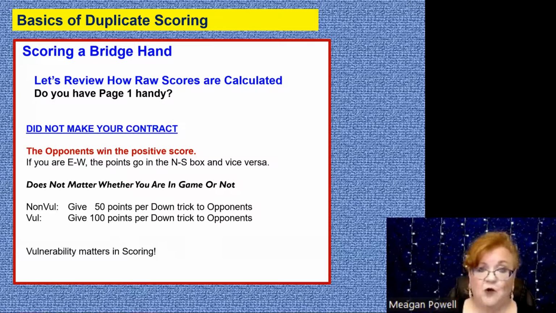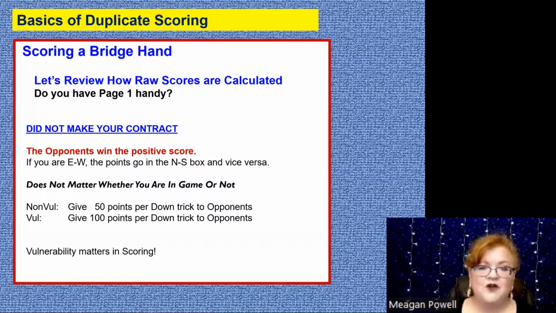This is strictly when you don't make your contract, you have to say to yourself, how many was I supposed to make? In 4 hearts, I need 10 tricks. If I don't take 10 tricks, how many am I off? How many am I down from 10? If you're down 1 and not vulnerable, you give the opponents plus 50 points. If you're down 2 not vulnerable, you would give them plus 50 plus 50, plus 100. If you're vulnerable, you start off with giving them 100 points per trick.